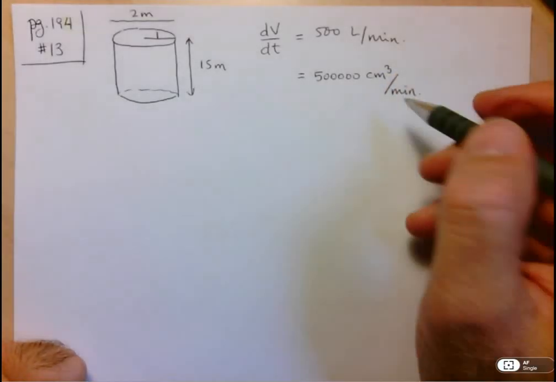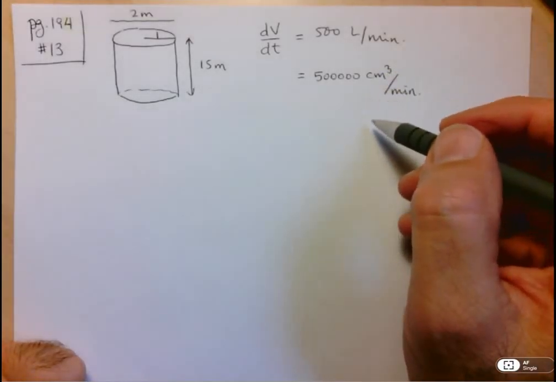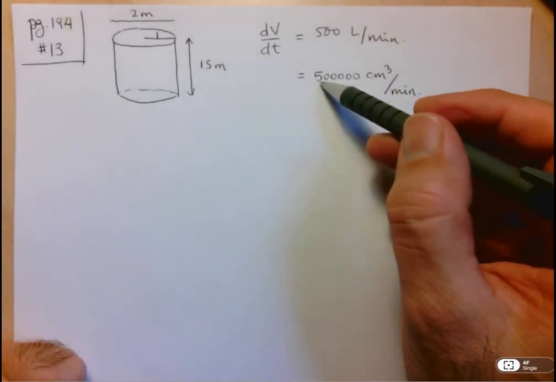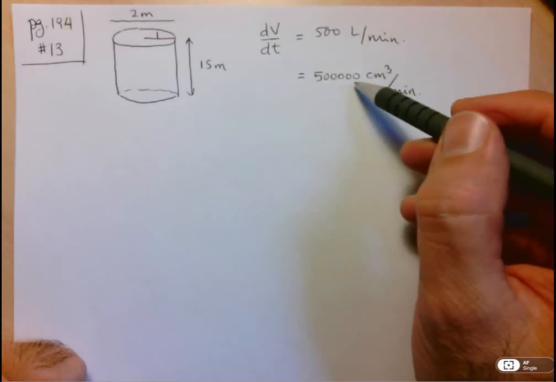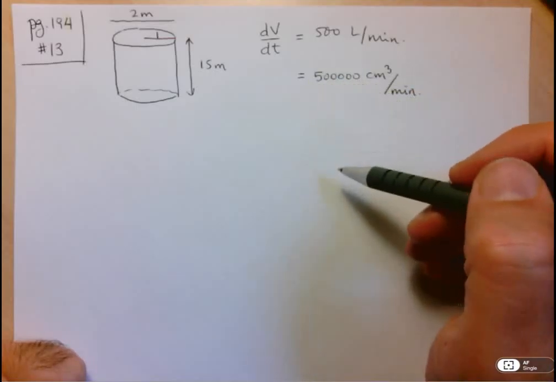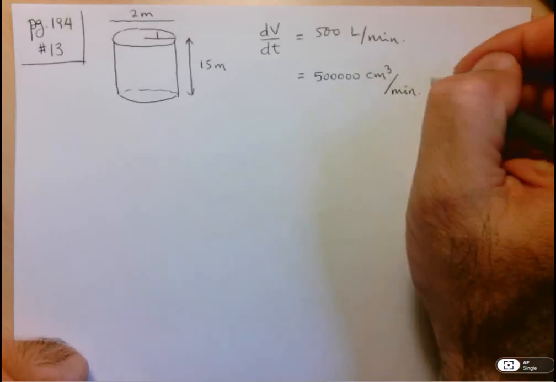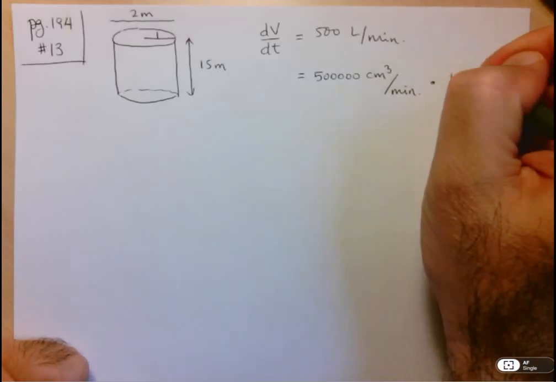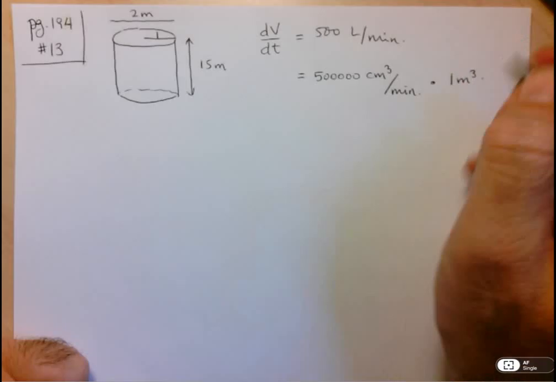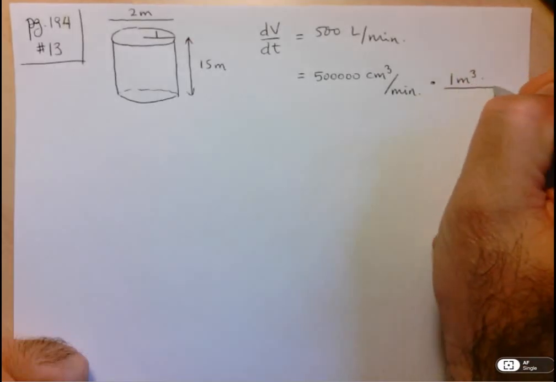Okay, and I want to turn this into meters cubed. So in other words, the number that I should end up with here should be smaller, actually much smaller than 500,000. That gives us an indication as to how we're going to do the conversion. We want to turn this into meters cubed, so we're going to replace centimeters cubed with meters cubed.